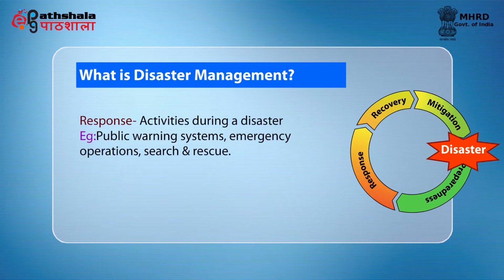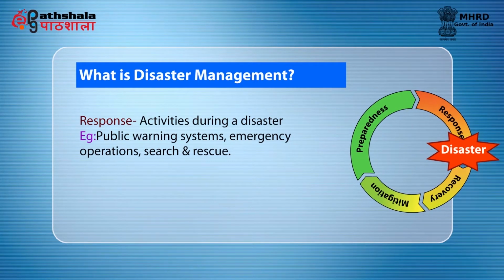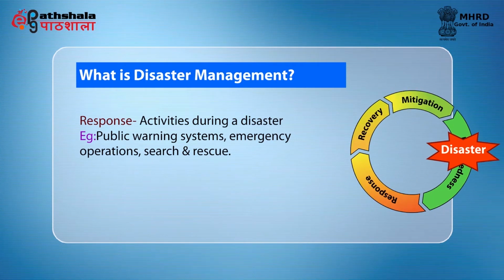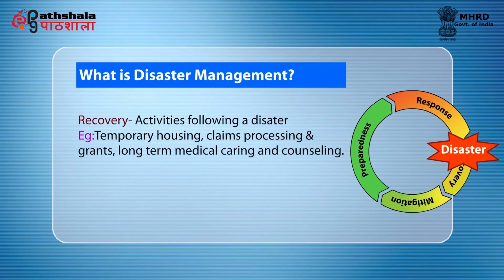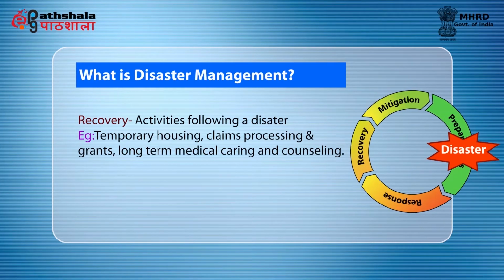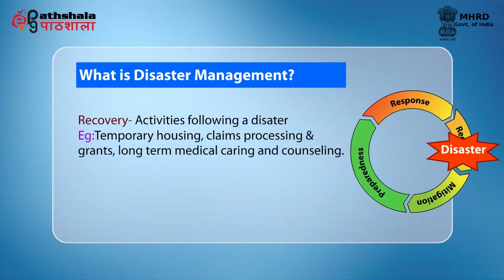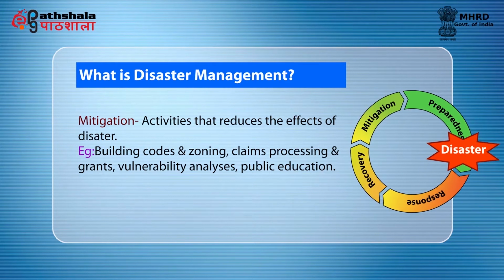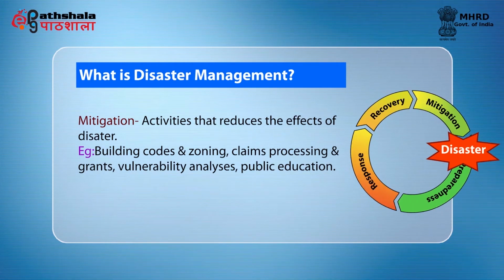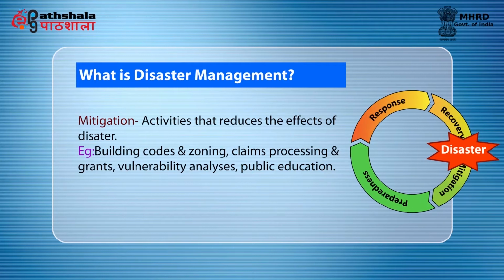Next is the response phase. These are activities during a disaster. Examples: public warning systems, emergency operations, search and rescue. Next is the recovery phase. These are activities following a disaster. For example, temporary housing, claims processing and grants, medical care and counseling. The next phase is the mitigation phase. This is the phase where steps have to be taken to ensure that the same incident does not occur again.